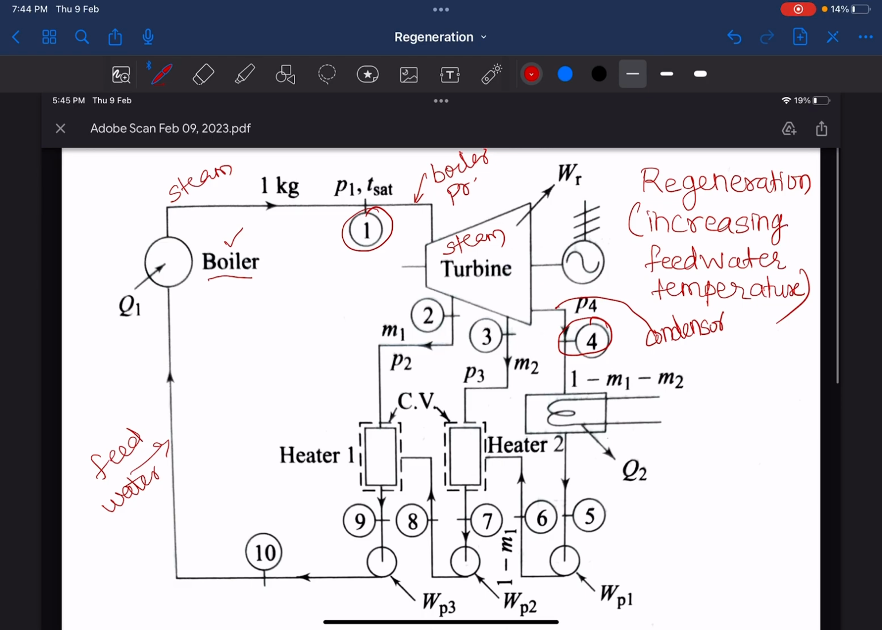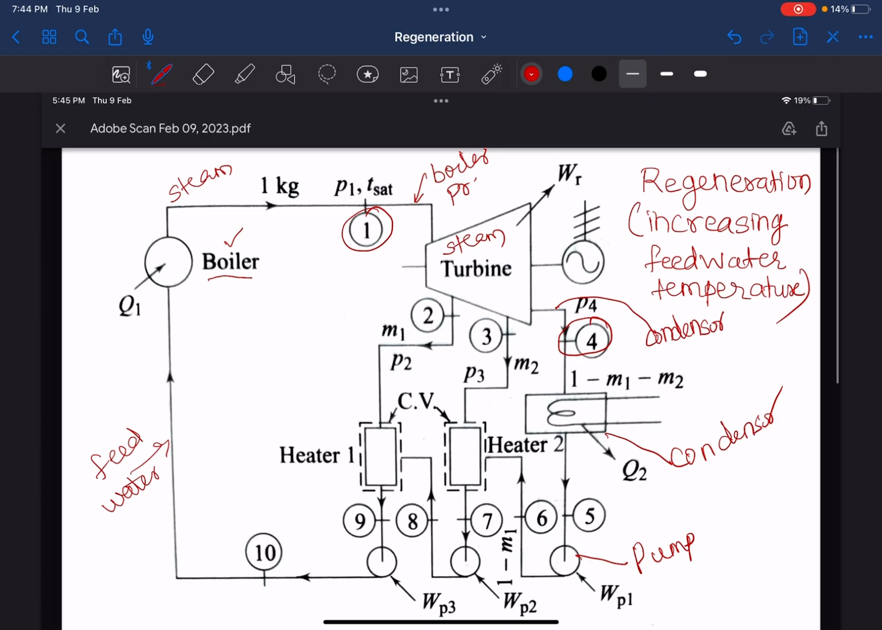This is your condenser. What you find over here is condenser. So there is a boiler, there is a steam turbine, there is a condenser, and there are different pumps. Okay, so this is a main pump, and these are two other pumps.